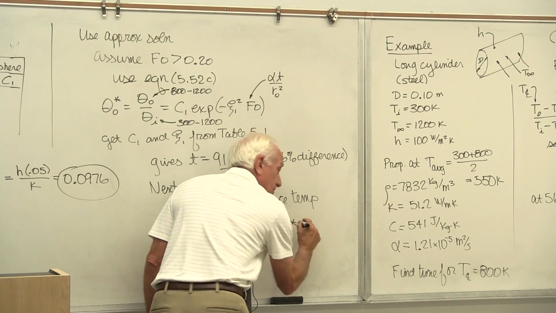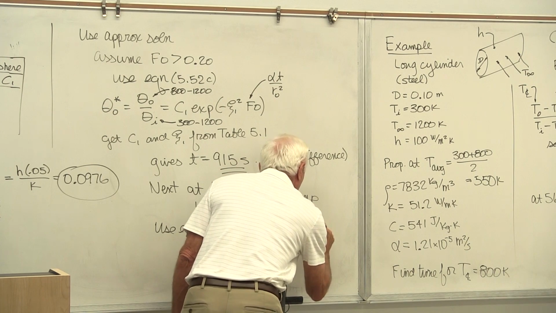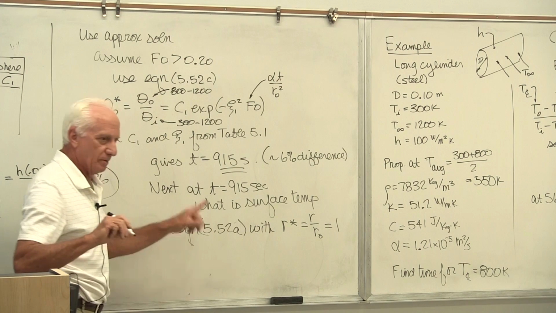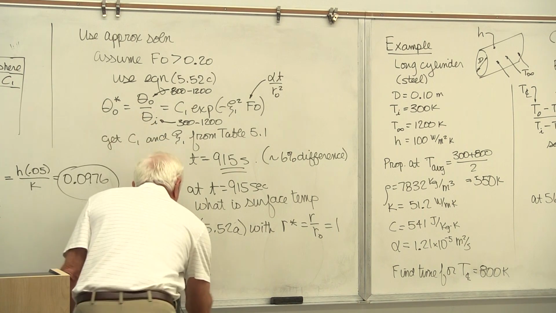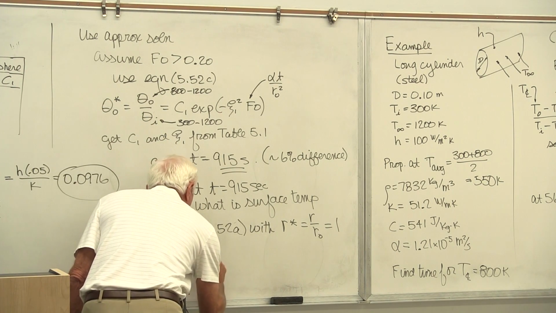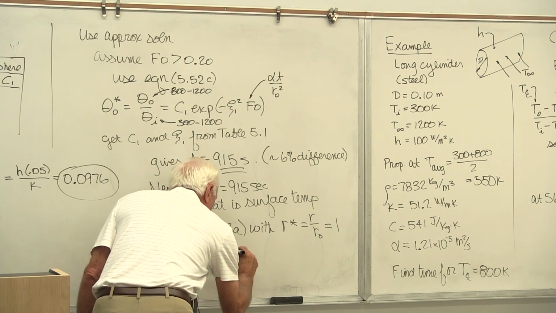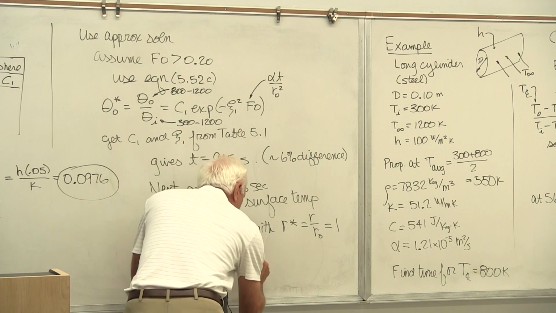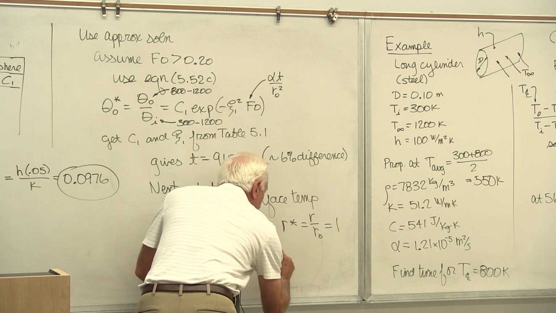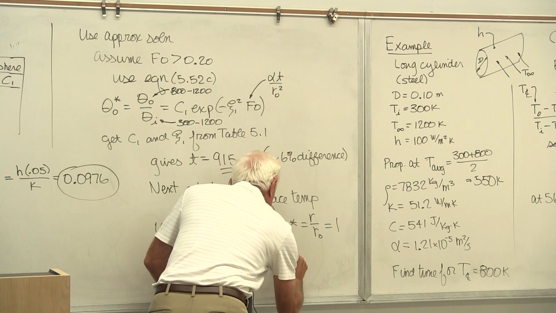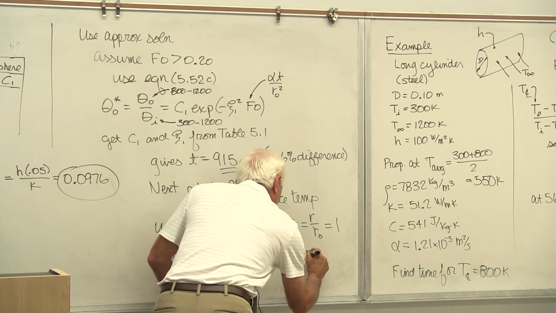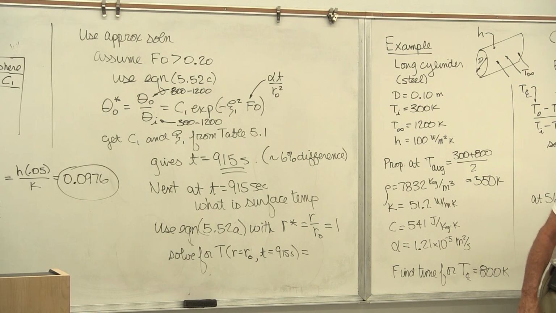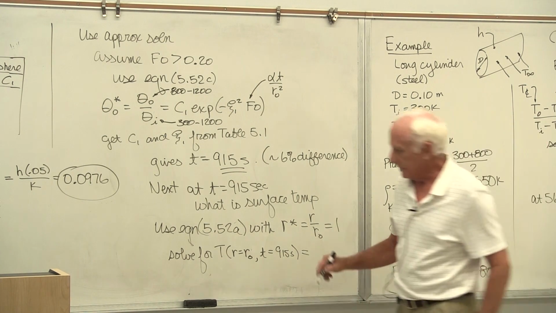With r star, there'll be an r star in there. r over r naught, that is 1. Wherever you see an r star in that equation, put 1. Solve for temperature at r equal r outside, pardon me, and time equal 915 seconds. And if you do that, you will get the surface temperature of 819 degrees K.